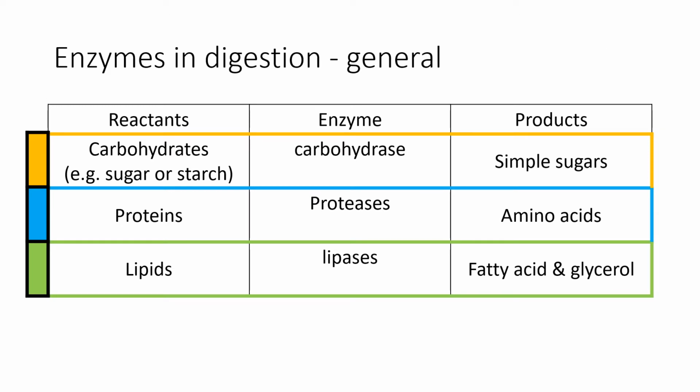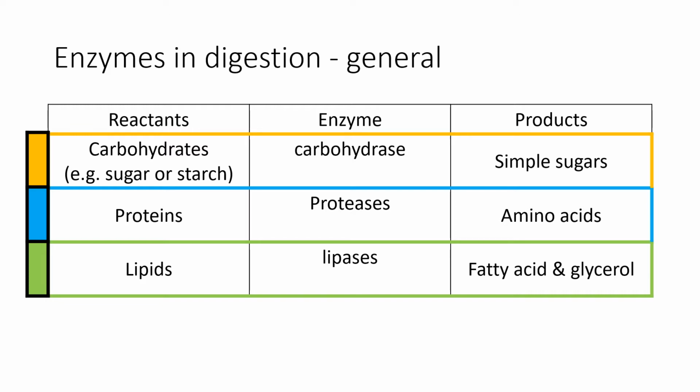There are three main types of substances that you need to be aware of. You've got your carbohydrates, your proteins, and your lipids. The enzymes, you essentially change the ending of each of the different reactants by adding ASE on the end to get the names of the enzymes.